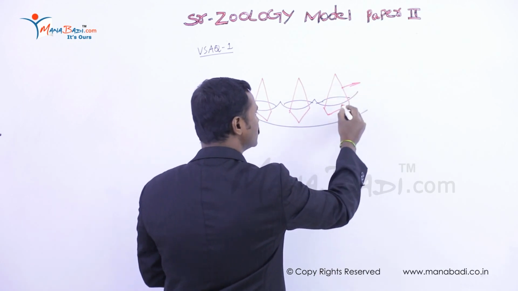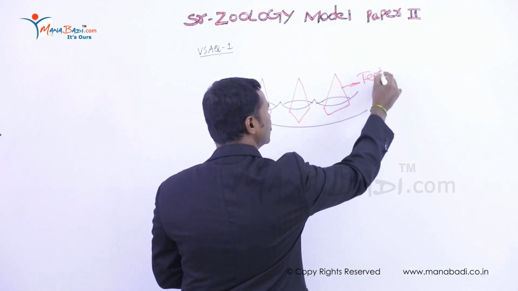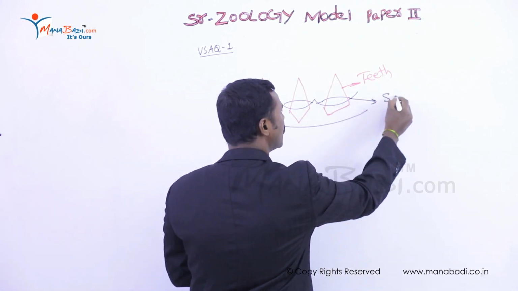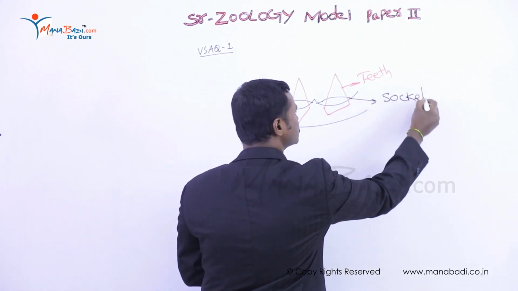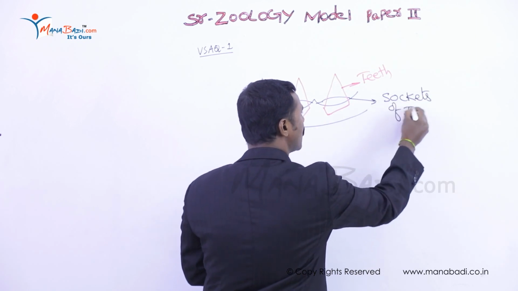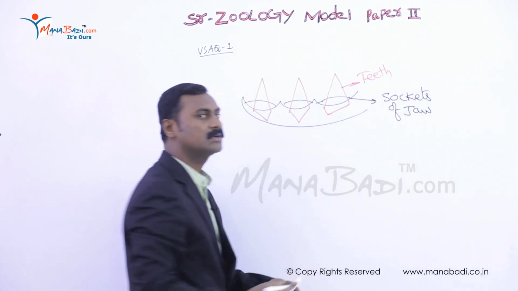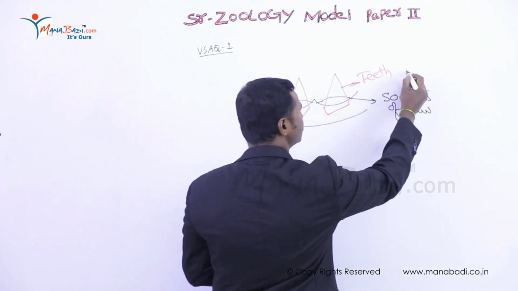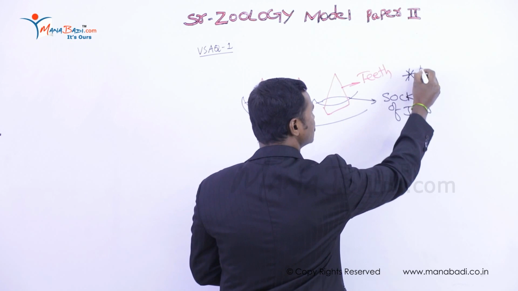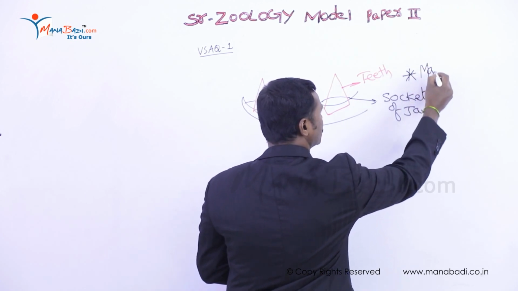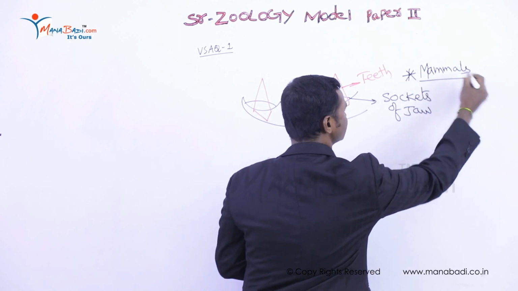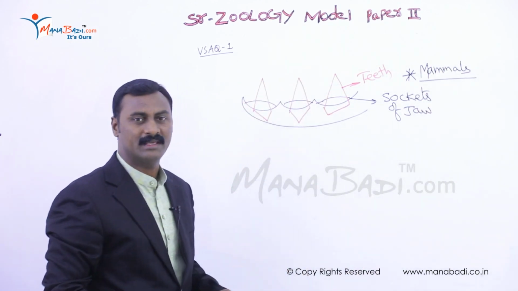So what definition will you give for this? Teeth which are embedded in the sockets of the jaw is called thecodont dentition. In which animals can you see this type of thecodont dentition? You can observe it in the mammals. The best example is the human being.